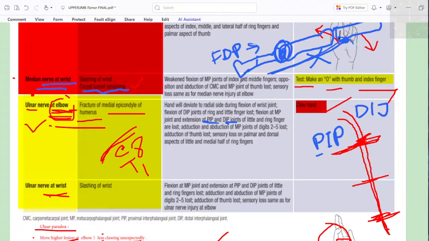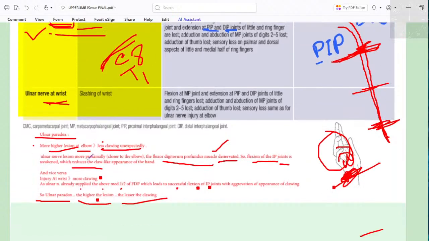Ulnar paradox. Remember ulnar paradox, this is an exam question. The higher the lesion, meaning if the ulnar nerve is injured above the elbow joint, the less clawing. Clawing means flexion of the fingers, right?